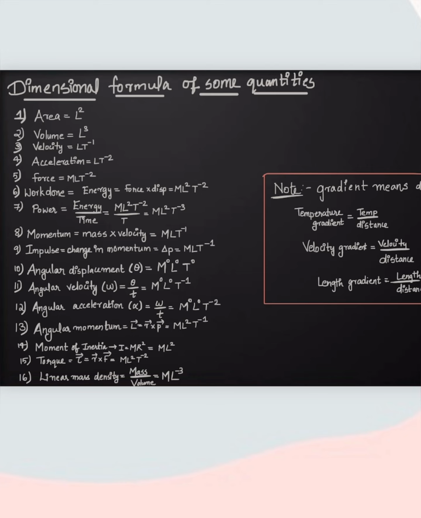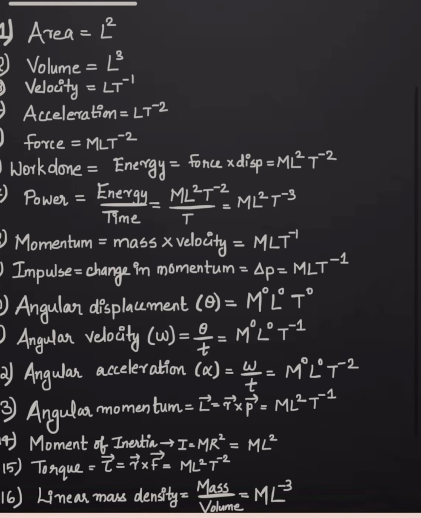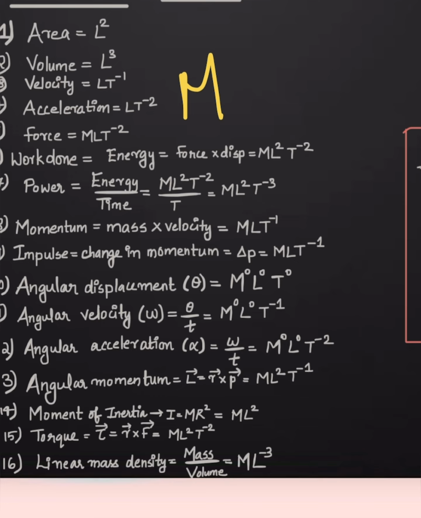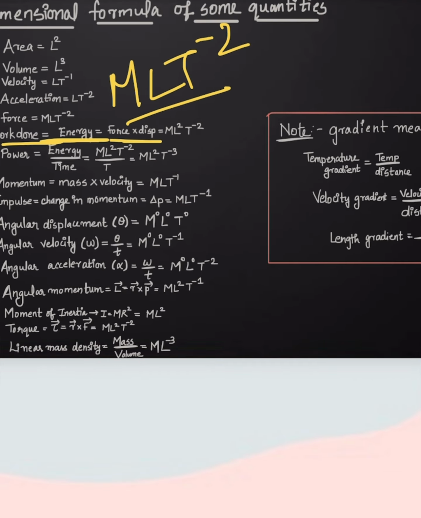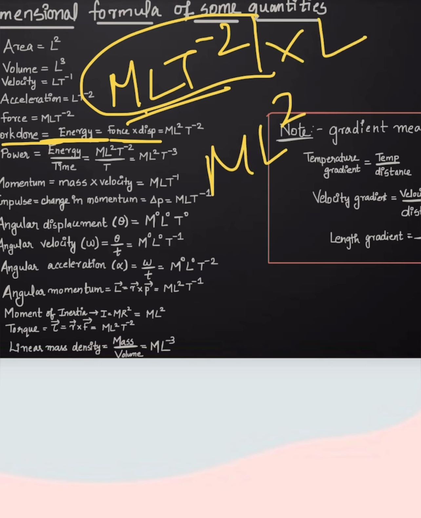Then next one, force. Force is equal to mass into acceleration. For mass we use m, and for acceleration lt raised to minus 2, that is mlt raised to minus 2. Work done will be stored as energy. Okay, work done is equal to energy. So for work done the equation will be force into displacement, that is for force the dimension is mlt raised to minus 2 into displacement, that is into L, that is L into L, that is ml square into t raised to minus 2.